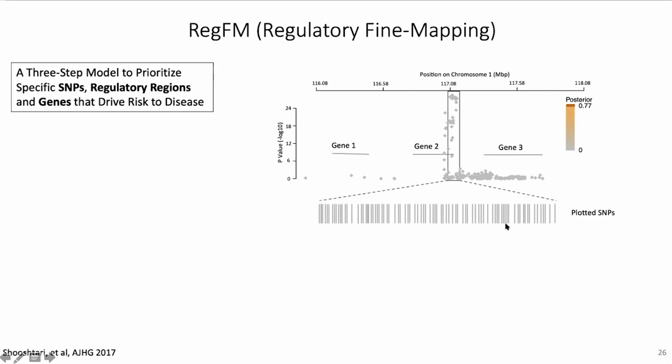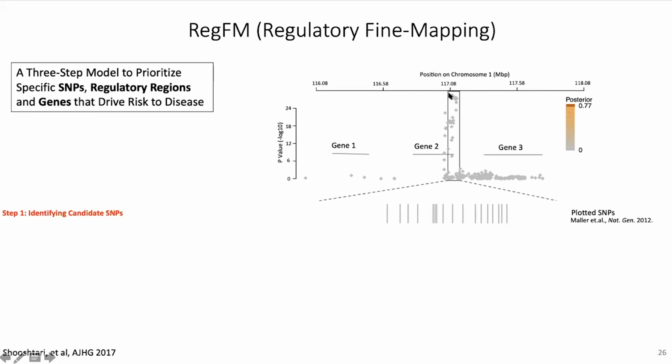RegFM starts with GWAS data, and here I'm showing you an association locus. Each point corresponds to one SNP. X-axis shows the position of the SNP on the chromosome. Y-axis shows the minus log10 of the p-value of association. And basically, you can see multiple genes or regulatory regions can overlap these regions. We first identify a set of SNPs that are in LD of higher than 0.1 with the most associated SNP.